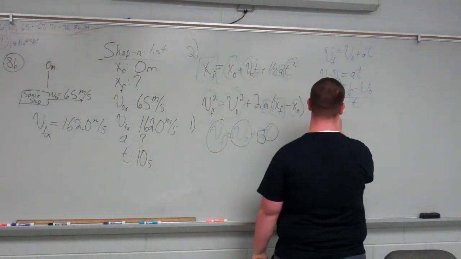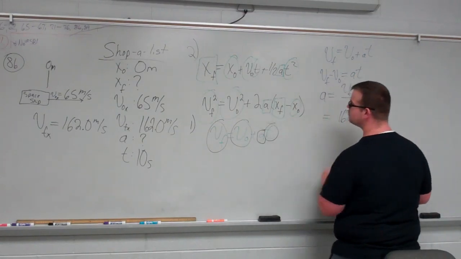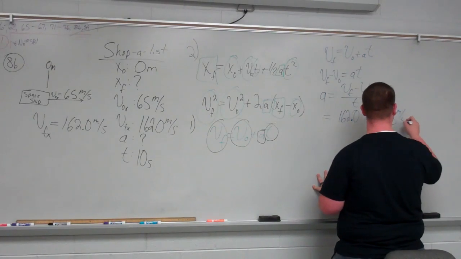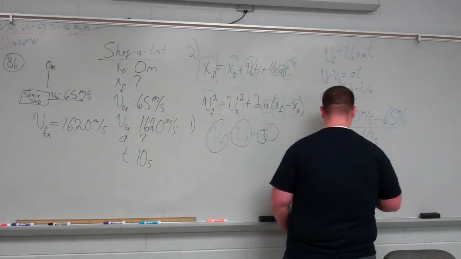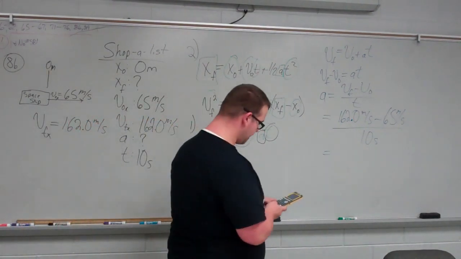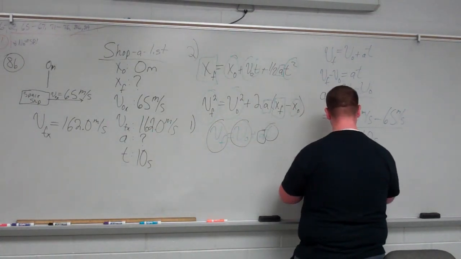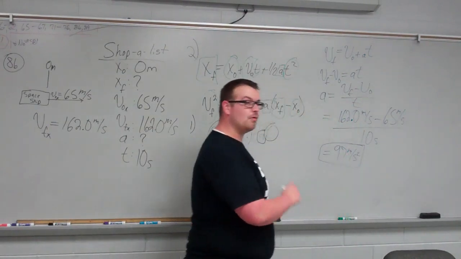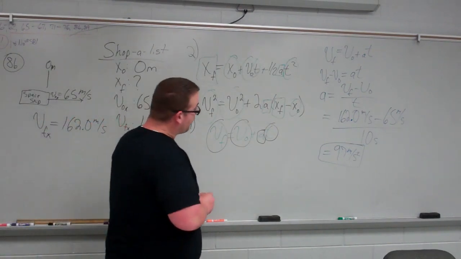So now let's fill in some information here. Final velocity is 162 meters per second minus my initial velocity, which is 65 meters per second. And that's all divided by my time, which is 10 seconds. And sadly, I do need a calculator for that. So 162 minus 65 divided by 10. So we find that our acceleration is 9.7 meters per second squared. Yes, I will take points off if you do not put your units, because if you don't put units, then you are wrong. So now I have this acceleration.